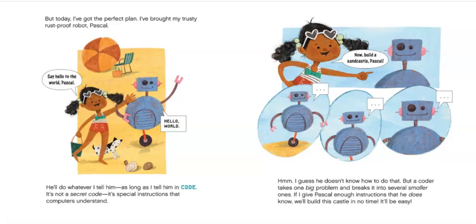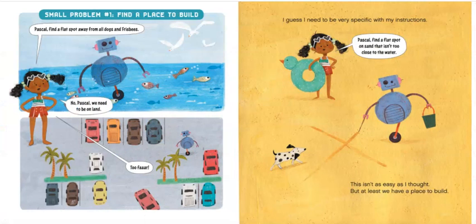Now build a sandcastle, Pascal. I guess he doesn't know how to do that. But a coder takes one big problem and breaks it into several smaller ones. If I give Pascal enough instructions that he does know, we'll build this castle in no time. It'll be easy. Small problem number 1, find a place to build.